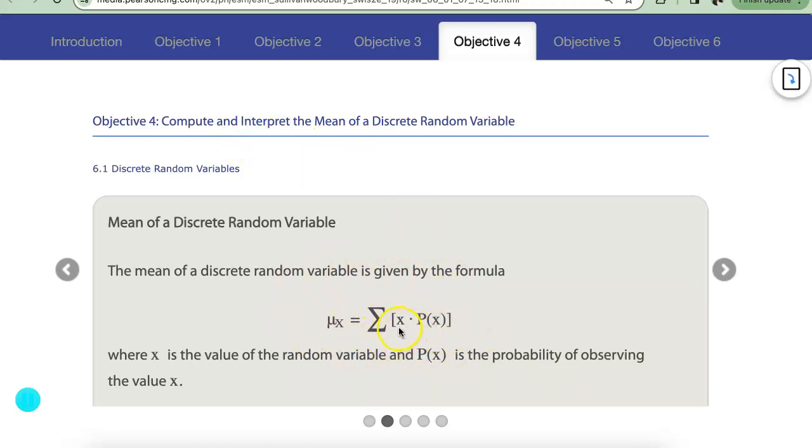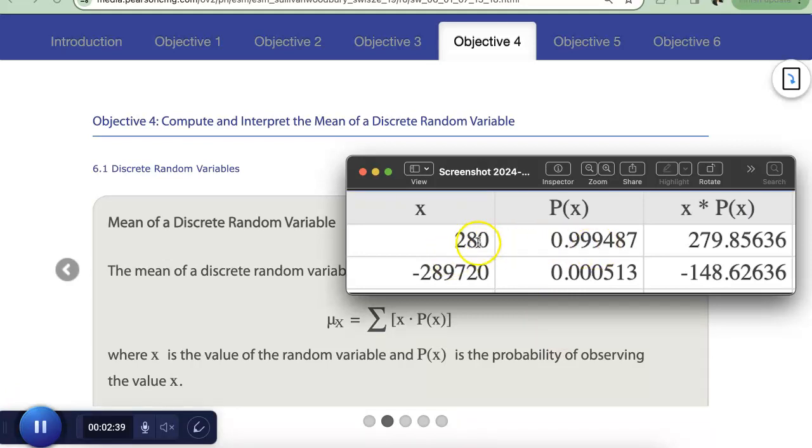So what we're going to do is multiply the value of the random variable times its probability for each row. And that's going to look like this. So you can see multiplying through 280 times this 0.999487, we get this x times p of x, 279 approximately. I do that for the next row. And then the last thing to do in the formula is to add up these products.